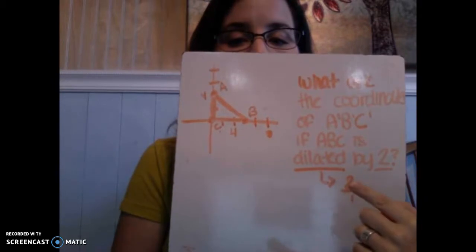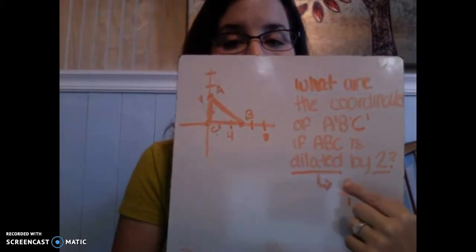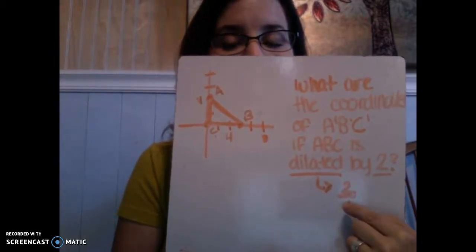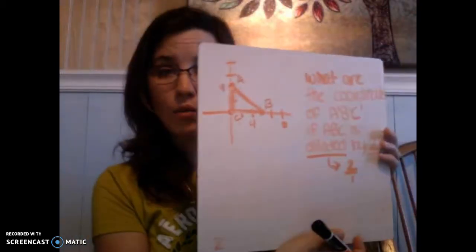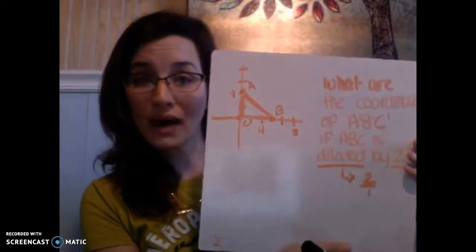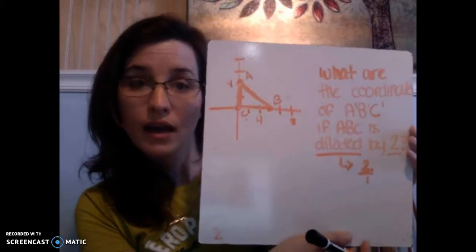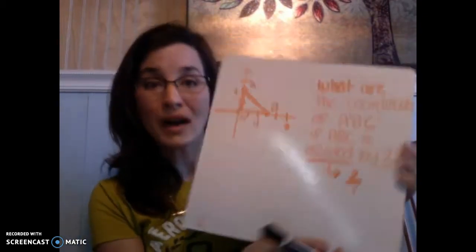Well, what does that mean? Remember, the top number represents the new image. The bottom number represents the original. So what it's telling me is it wants my new image to be twice as big as the original. Yeah, twice as big. So what does that mean? How do you make something twice as big? Well, you multiply it by 2, right? You're going to multiply by 2.